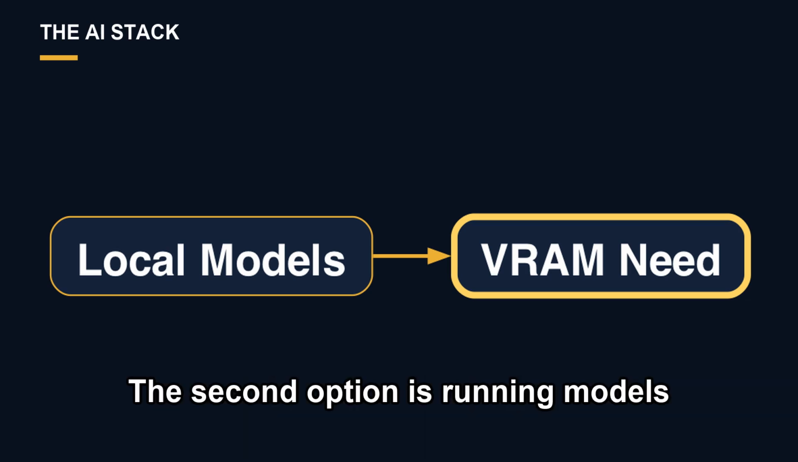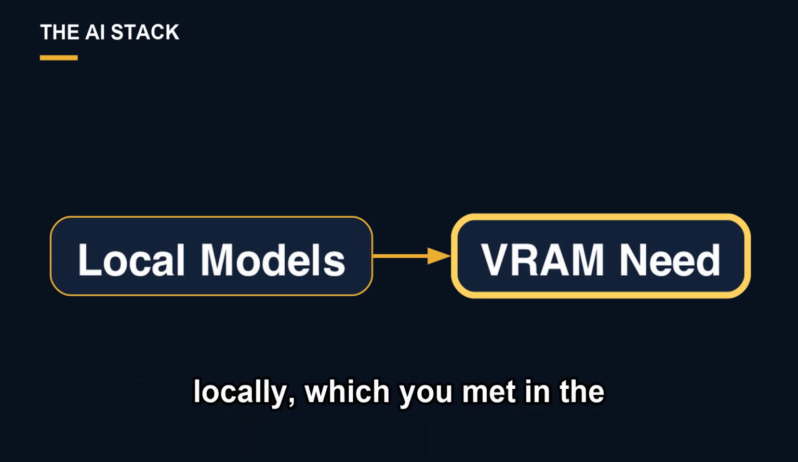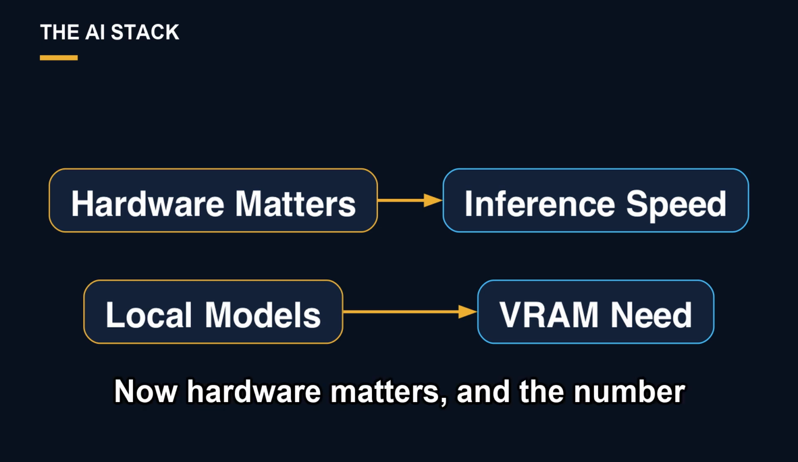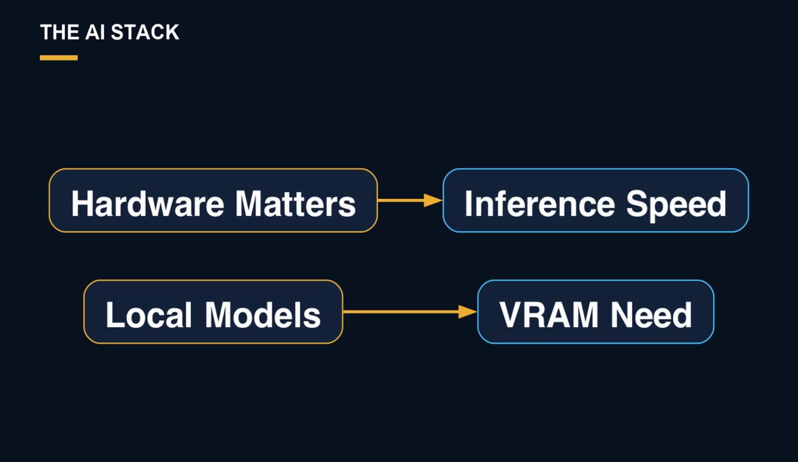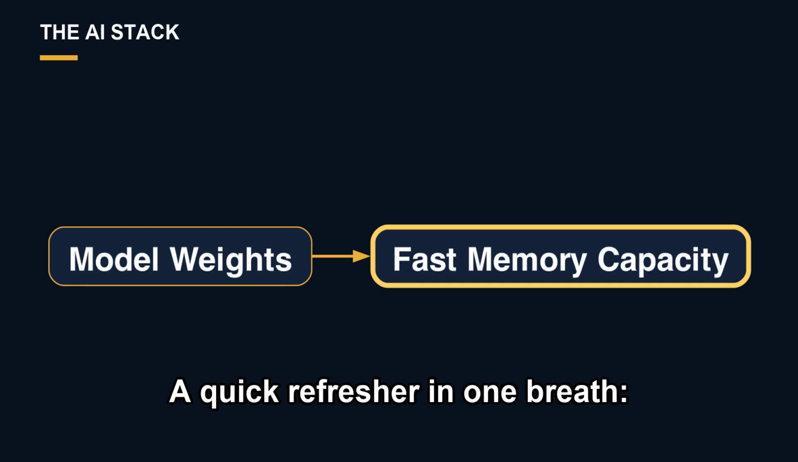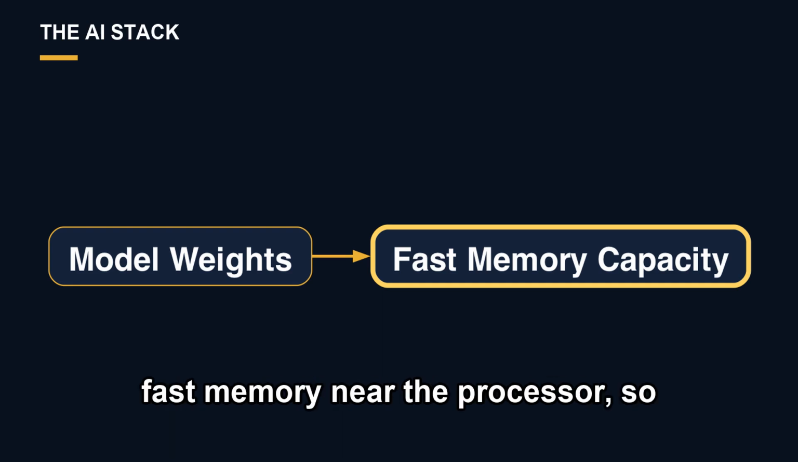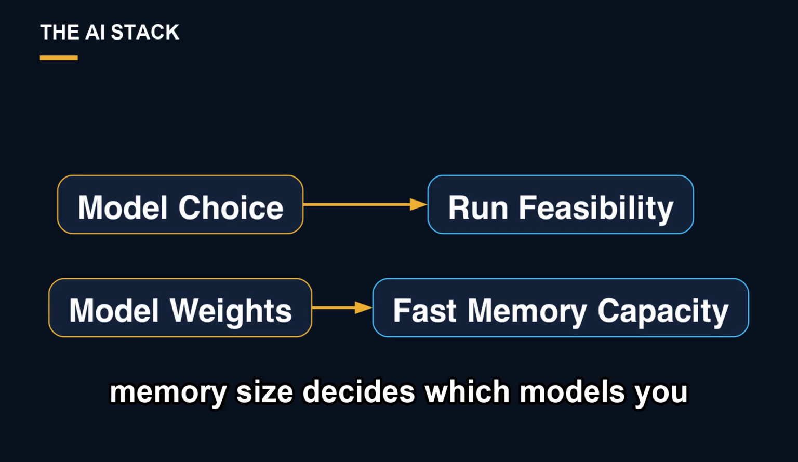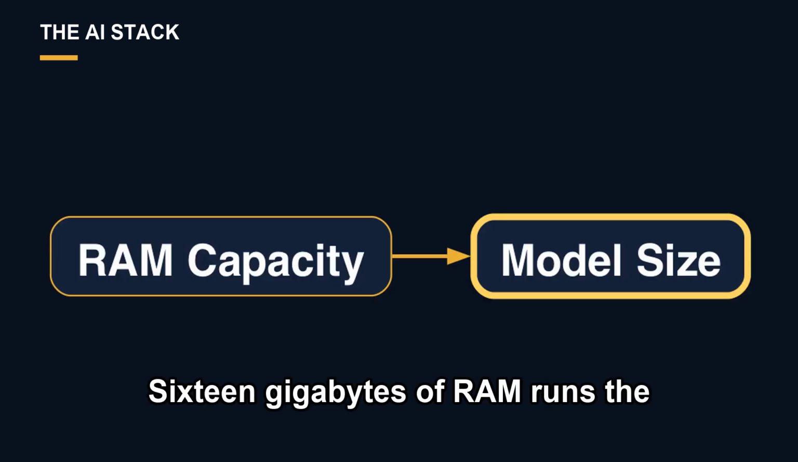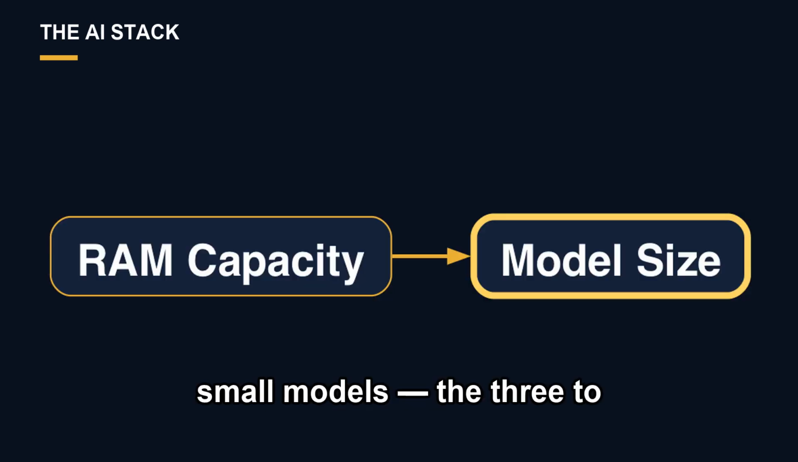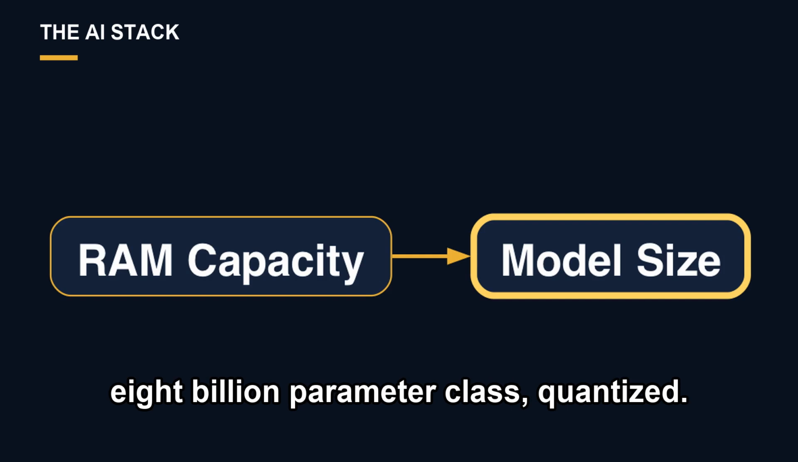The second option is running models locally, which you met in the Ollama episode. Now hardware matters, and the number that matters is memory. That was the whole lesson of the VRAM episode. A quick refresher in one breath: a model's weights must fit in fast memory near the processor, so memory size decides which models you can run at all. 16 GB of RAM runs the small models, the 3 to 8 billion parameter class, quantized.